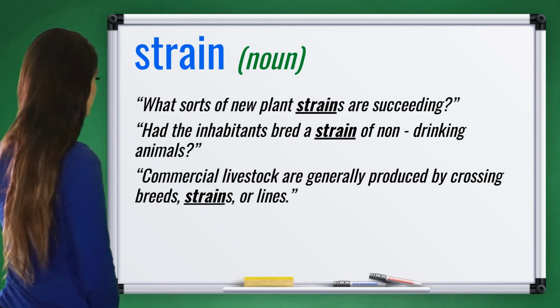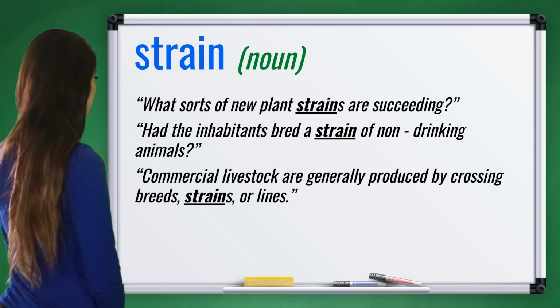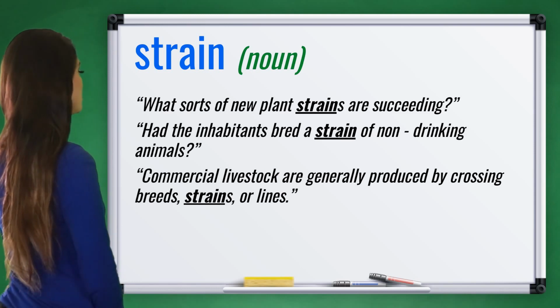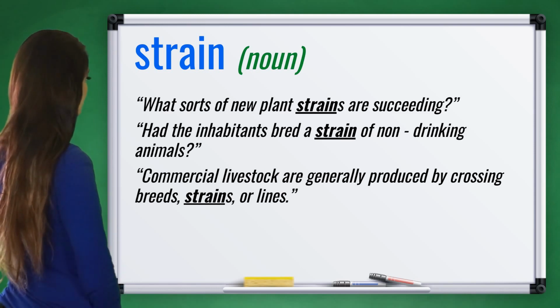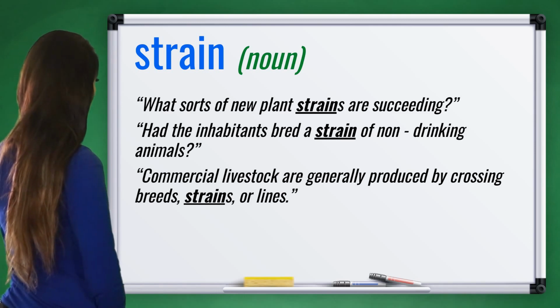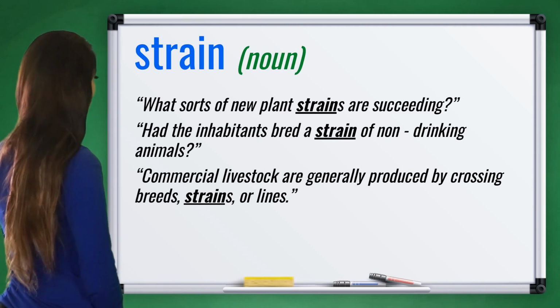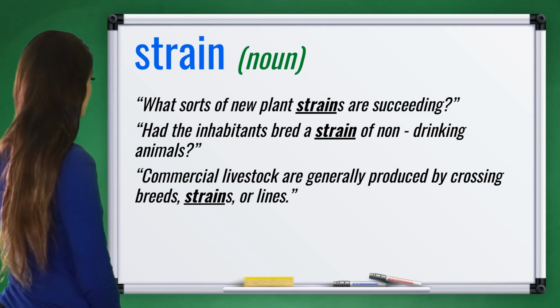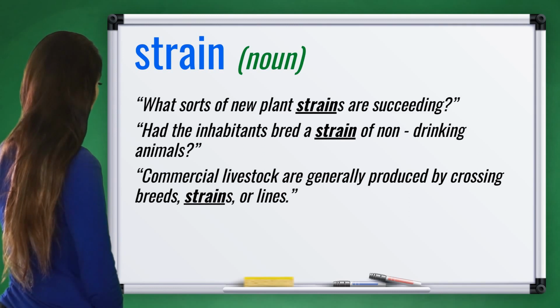The third exemplar. Commercial livestock are generally produced by crossing breeds, strains, or lines. Now, repeat after me. Commercial livestock are generally produced by crossing breeds, strains, or lines.